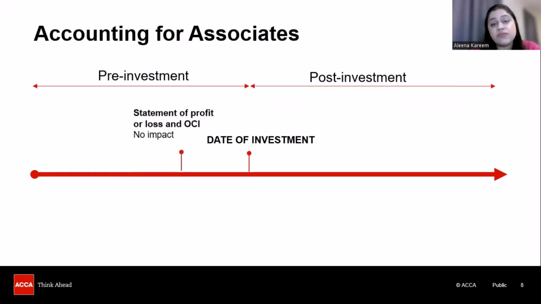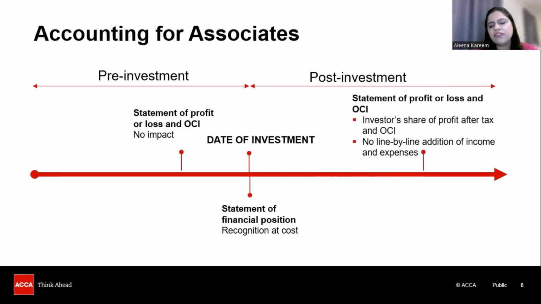The accounting changes for both periods, so we need to be very clear when the date of investment is. Now, in the pre-investment time period, there is no impact on statement of profit or loss or other comprehensive income. However, at the date of acquisition, the associate is recognized in the statement of financial position at cost. So the initial measurement of associate is at cost.